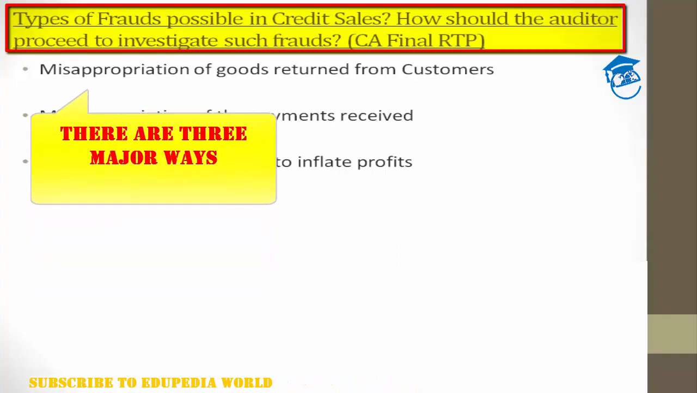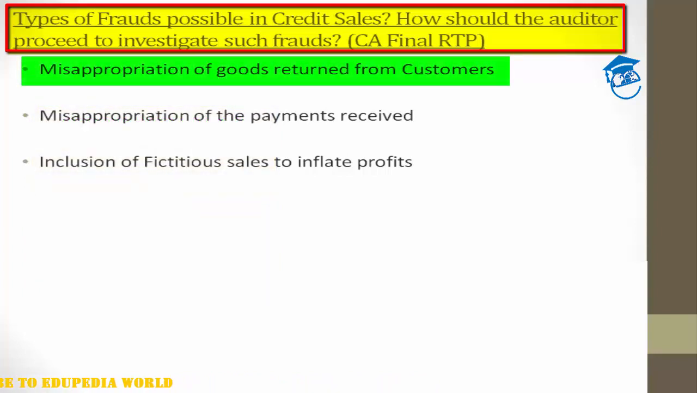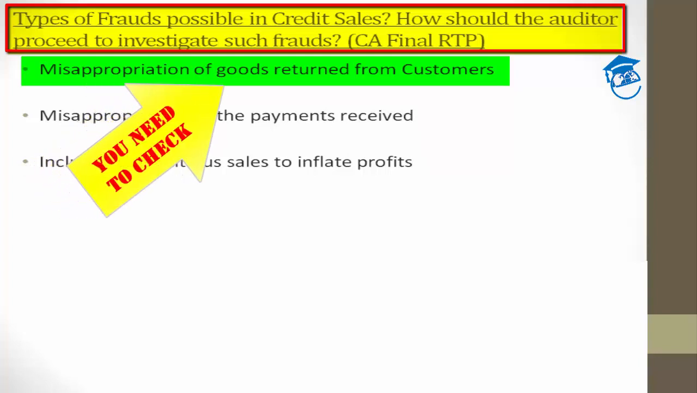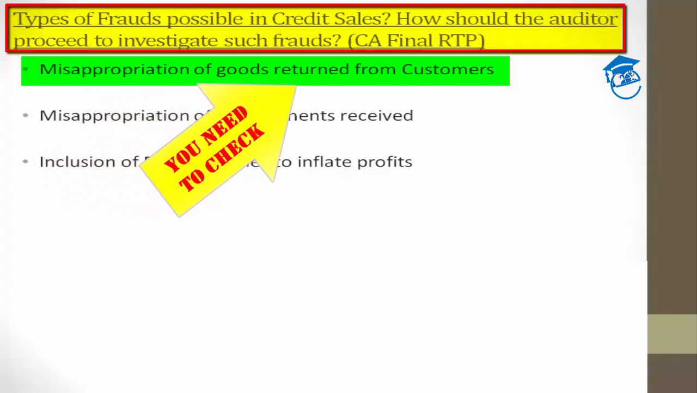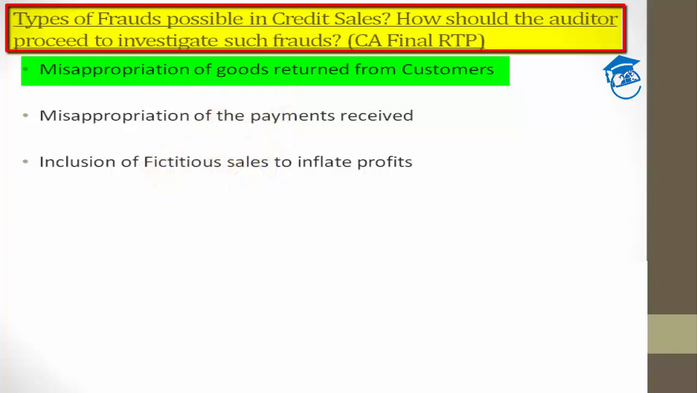1. Misappropriation of the goods which are returned from the customers. Now, it's an alarming situation. You have already made a credit sale and goods have been returned from the customers and the same have been misappropriated. That's number one situation. So you need to ascertain the system of recording the goods which are being returned from the customer and find out its weaknesses, why it is being returned, if any.